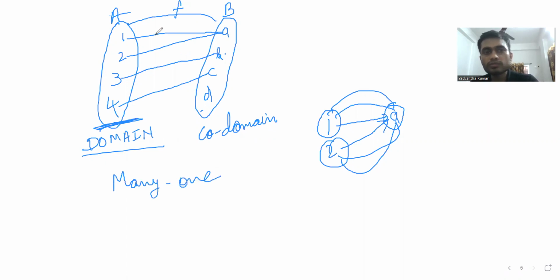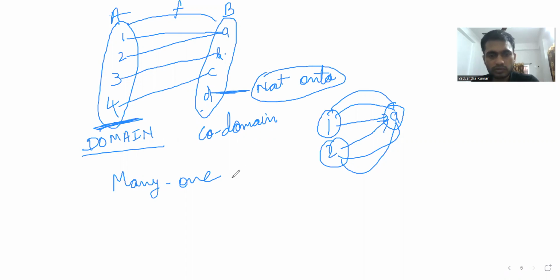Why many-one? Because multiple elements of set A are related to a single element of set B. That's why it is many-one, right? So many-one, and one element is left out. So this is now not onto. Which means if it is not onto, it's into. So it is into. So this is how we declare many-one into. What would be many-one onto?